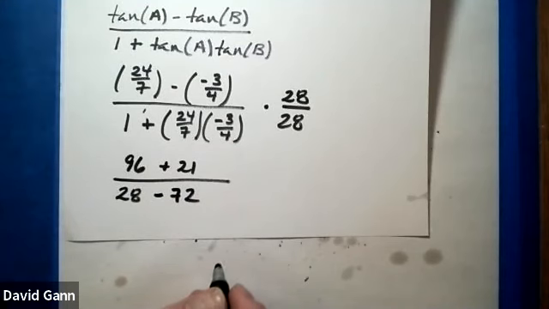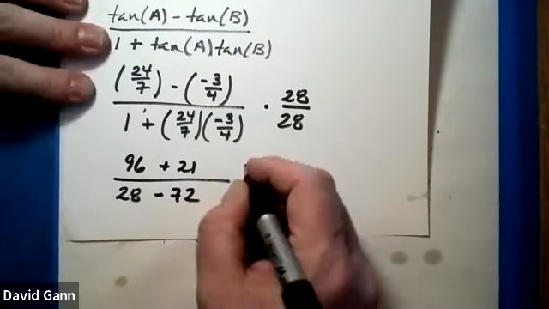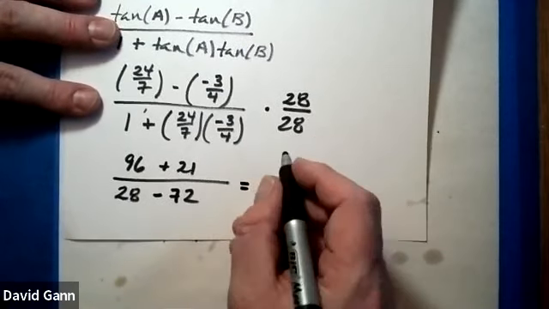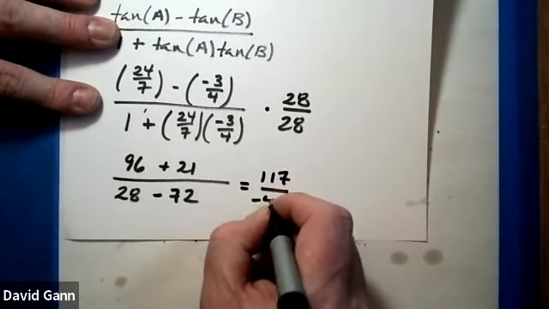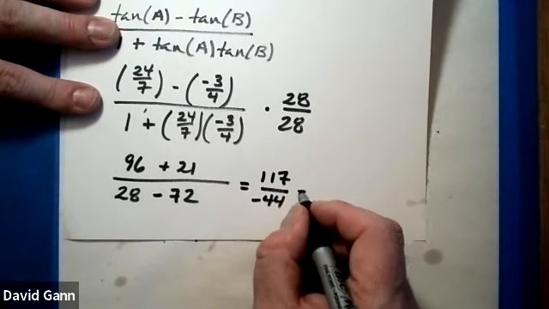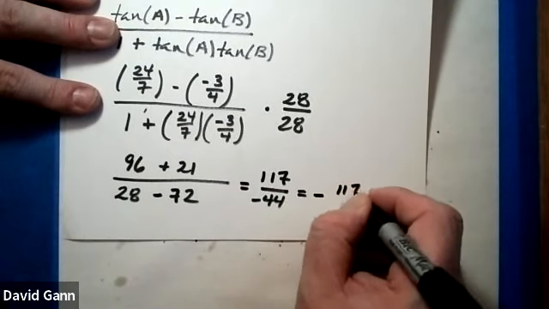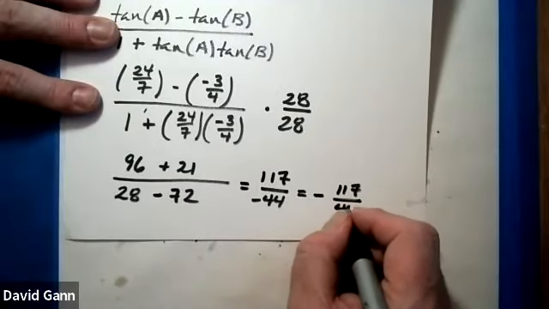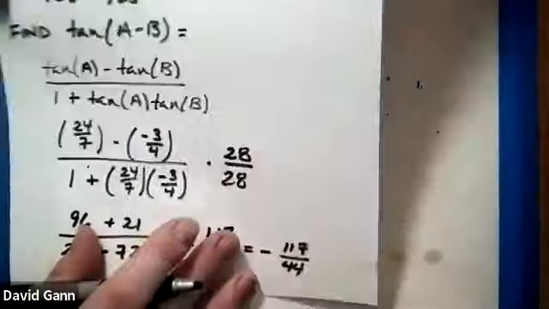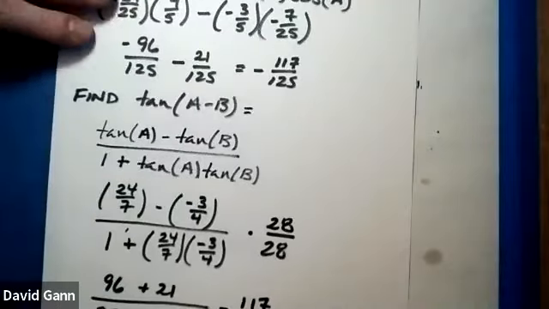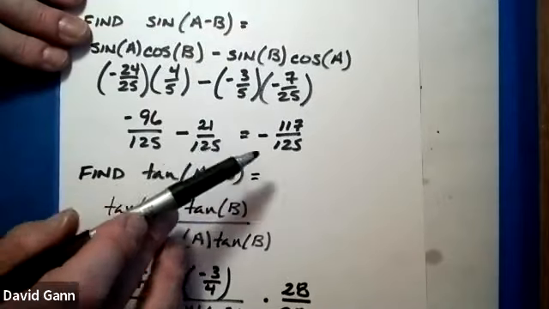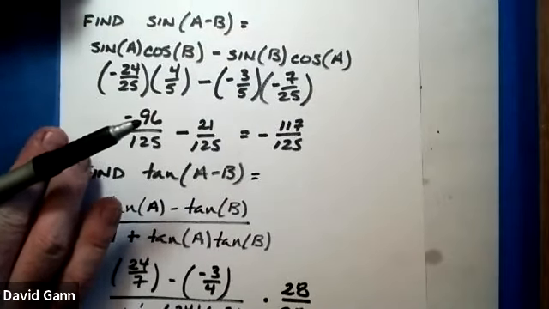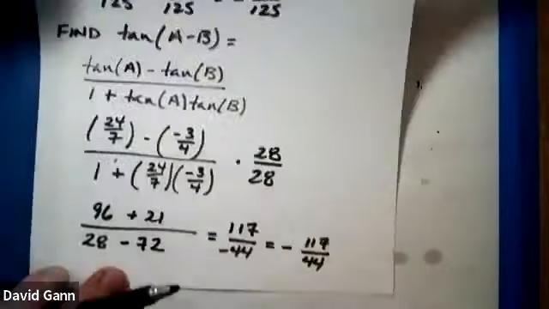Okay, so what does that reduce down to? When it's all said and done, we get 117 over -44, and I'll just bring that negative sign out. So -117 over 44. Now, to be fair, if we knew what quadrant this was in, we could have done this just by knowing what the sine of A minus B is and doing the same kind of process like what we did at the very beginning. But we didn't know the quadrant.